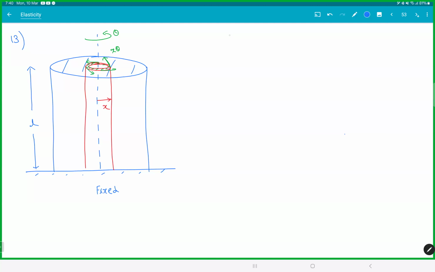So for this small ring, if you apply the rigidity modulus for the thin cylinder, that will be tension on the ring by area of the ring by relative displacement by d. Tension on the ring, we need to calculate. So tension on the ring will be eta. Area of the ring is 2 pi x dx. So we are taking a small thickness dx, so it's circumference into thickness. And delta x will be x theta.